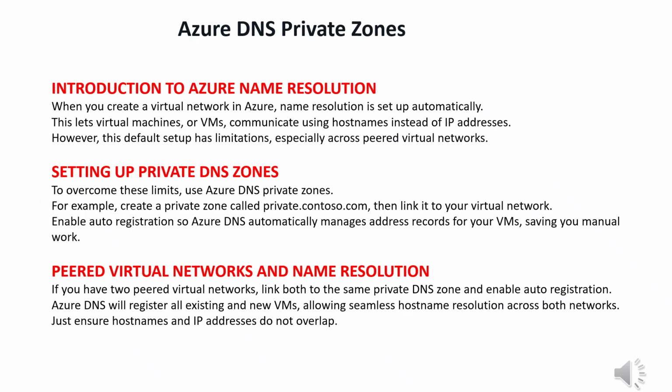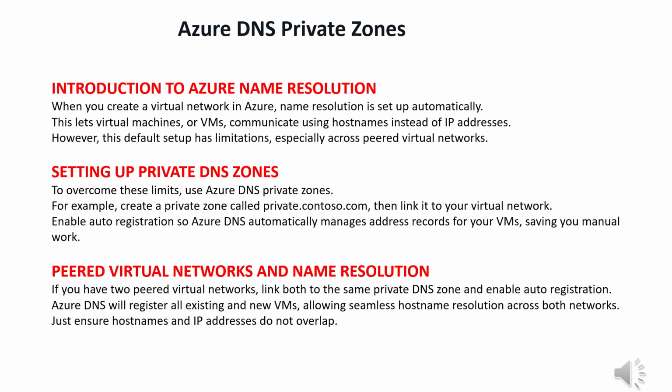When you create a virtual network in Azure, name resolution is set up automatically. This lets virtual machines, or VMs, communicate using host names instead of IP addresses. However, this default setup has limitations, especially across peered virtual networks. To overcome these limits, use Azure DNS Private Zones. For example, create a private zone called private.contoso.com, then link it to your virtual network. Enable auto-registration so Azure DNS automatically manages address records for your VMs, saving you manual work.